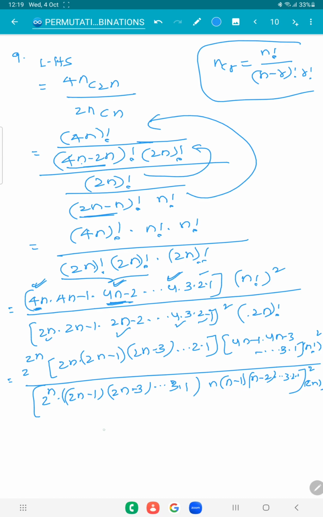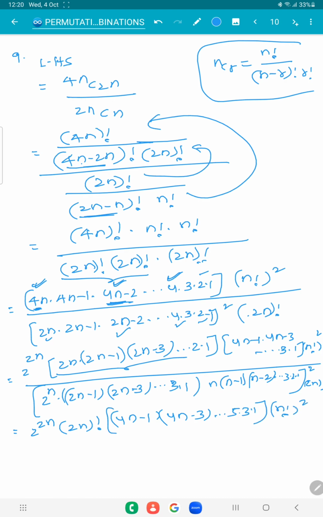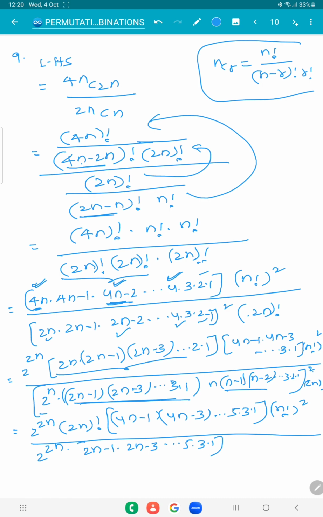Let us write, this is the important stuff. This can be written as 2n factorial. Remaining terms are 4n minus 1, 4n minus 3, and so on, 5, 3, 1, into n factorial whole square. In the denominator whole square is there. Whole square comes to these terms. So this 2 power 2n we keep like that, and 2n minus 1, 2n minus 3, and so on, 5, 3, 1 whole square.